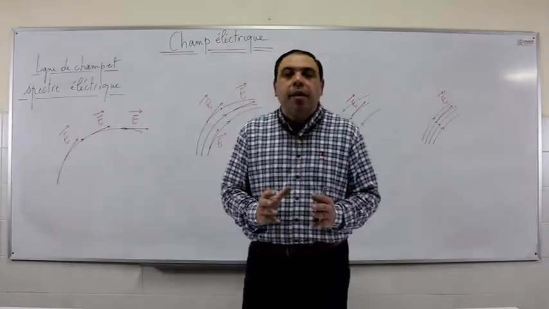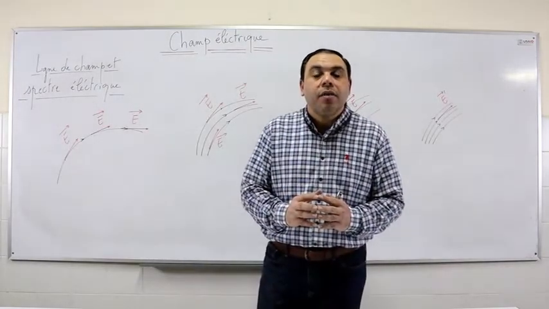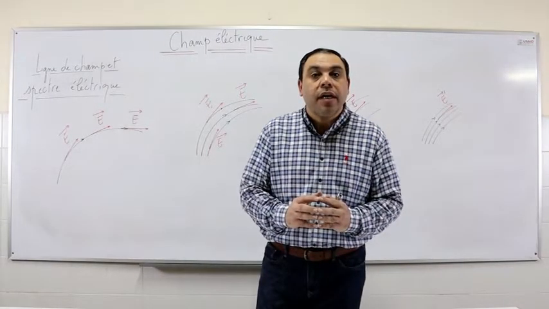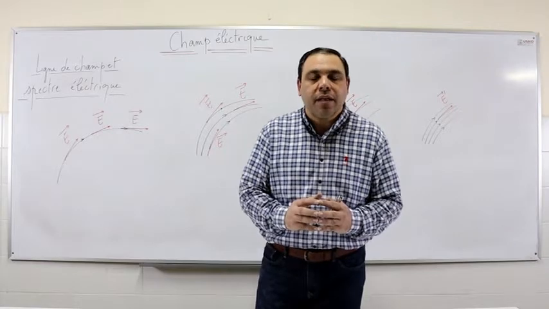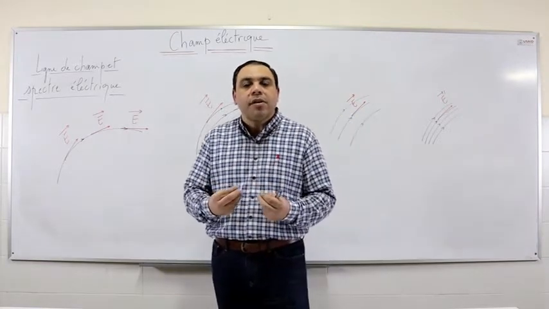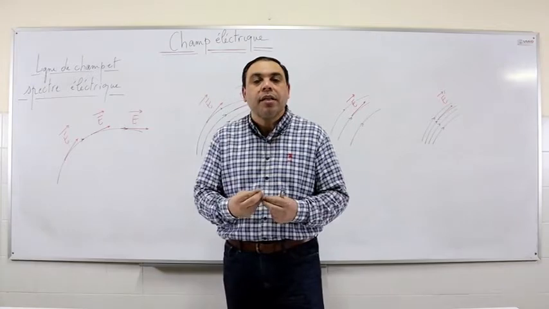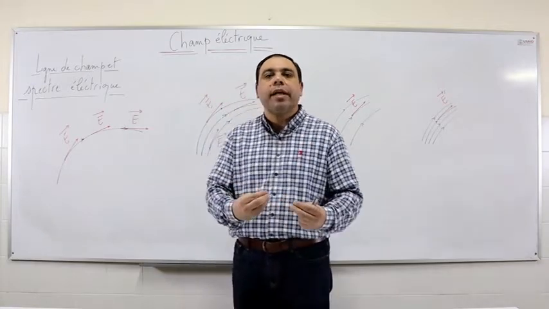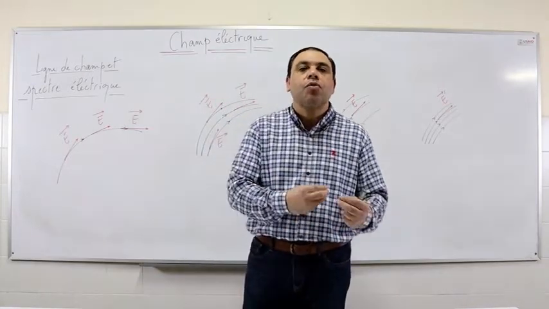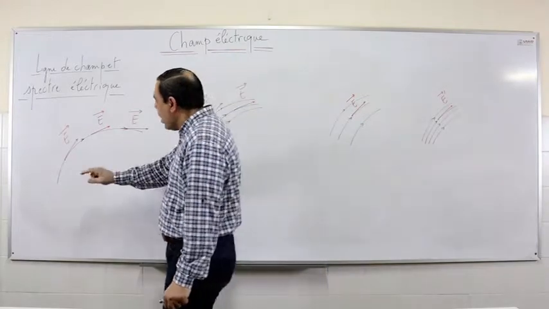Electric field, part 5. We're going to talk about the field lines and the electric spectrum. A field line is a directed curve such that the electric field vector is tangent at all its points.